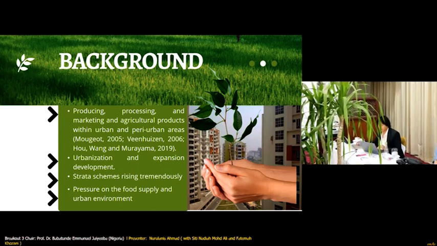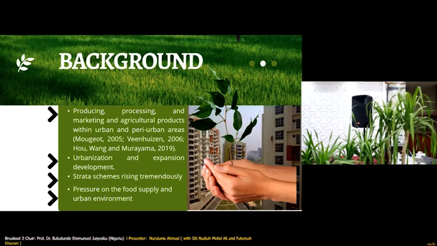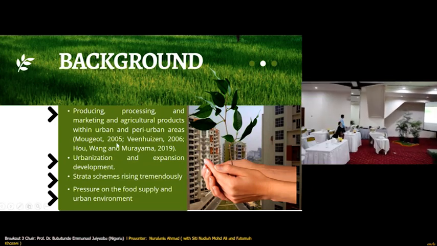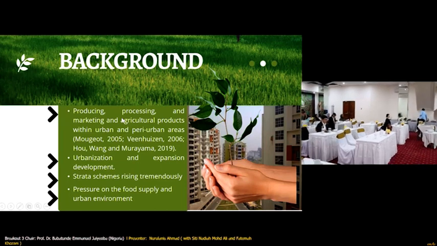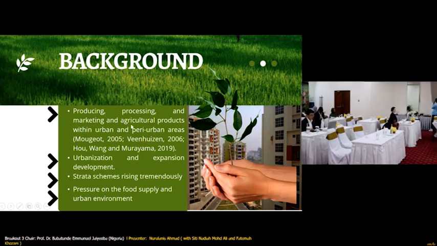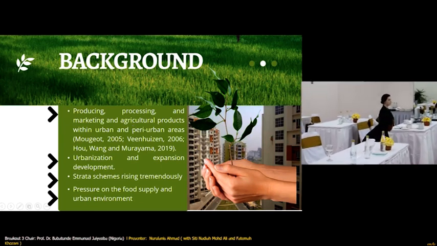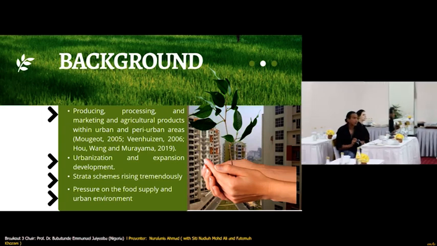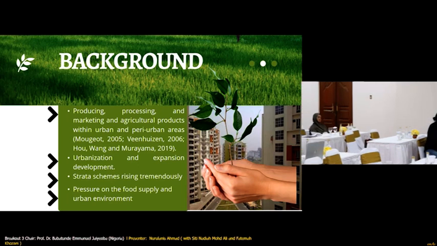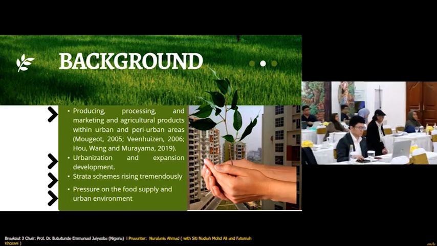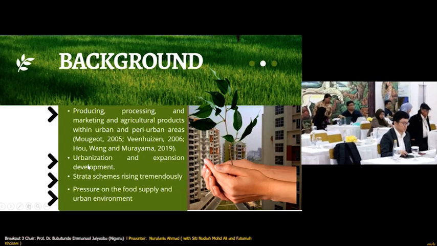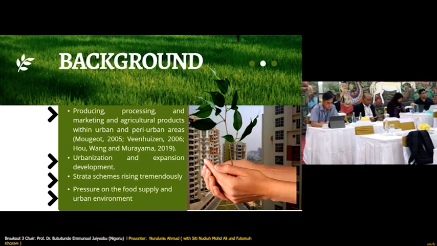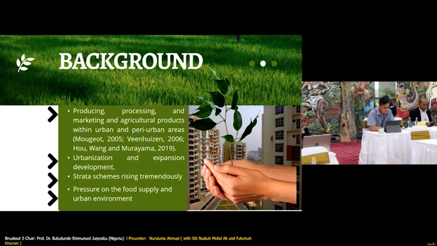Next, we need to know first what is urban agriculture. Urban agriculture could be defined as a process or activities involved in producing, processing, as well as marketing agricultural products within urban and peri-urban areas. Urban agriculture also utilizes sustainable principles to enhance sustainability practice. As of now, urban agriculture has become a main concern, especially in the city center or urban area, because of urbanization and expansion development issues.